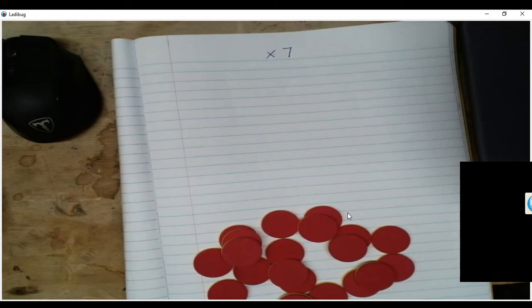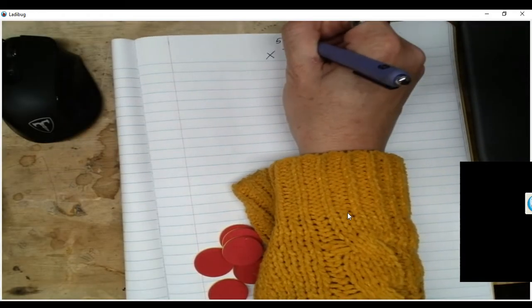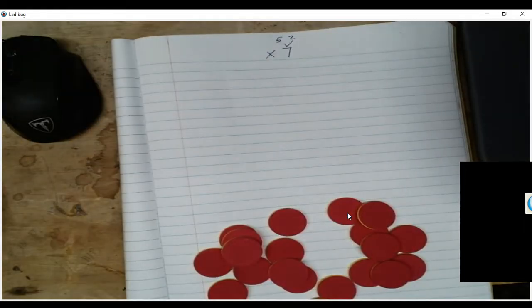But one of the easiest ways to talk about multiplying with sevens, if you do not have them memorized, is by decomposing that 7 into 5 and 2. So thinking about something times 5 plus something times 2.